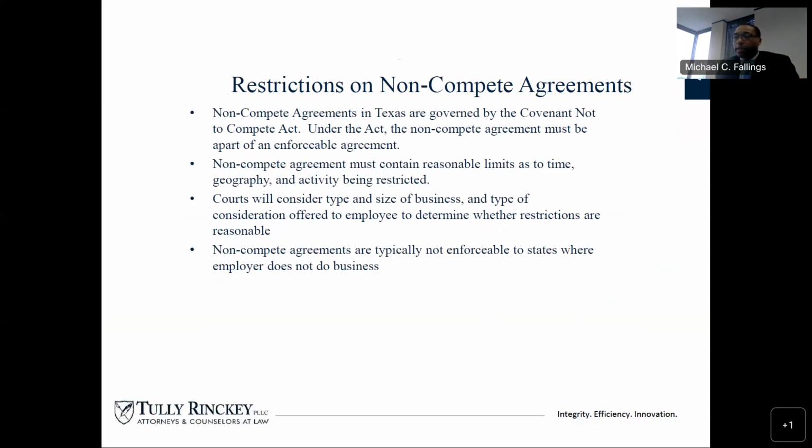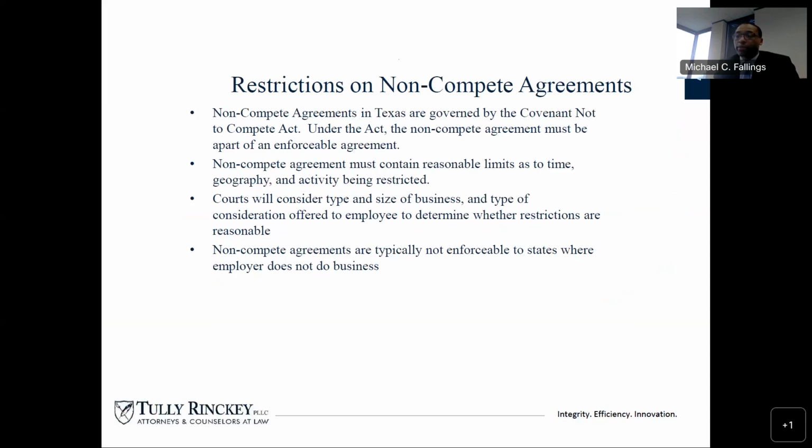For example, it's not going to be reasonable to prevent a separating employee from working in a competing business for an unlimited amount of time. Or, for example, it's not going to be reasonable for the employer to prevent the employee from working anywhere in the world. There must be reasonable limitations on when the employee is able to work in a competing business.